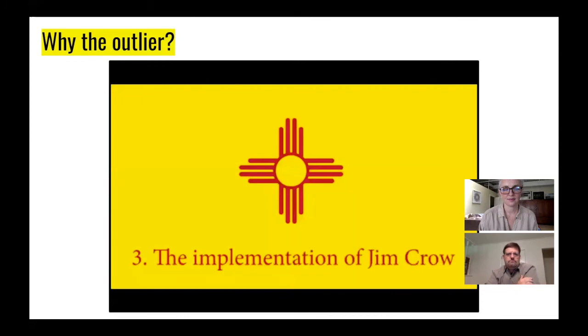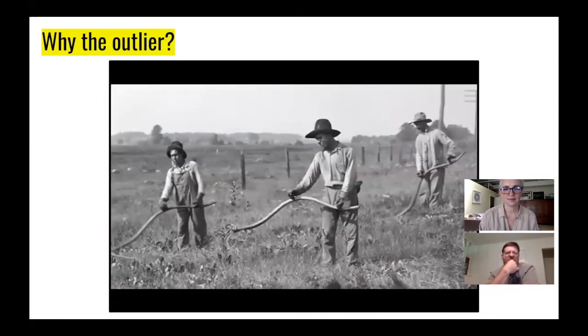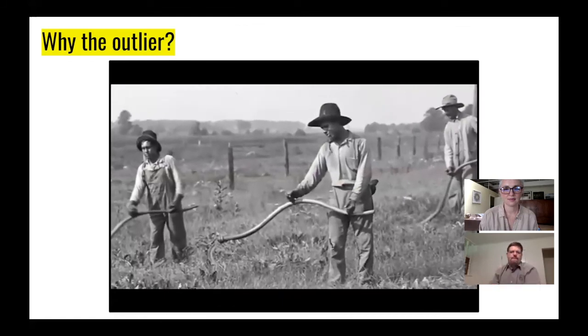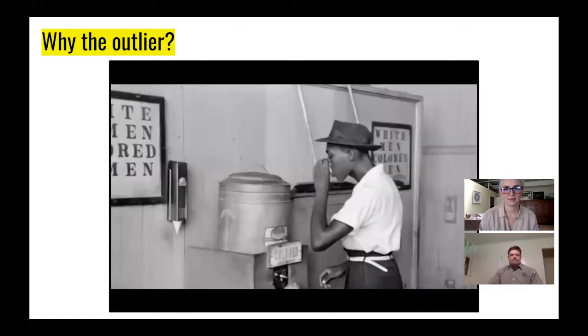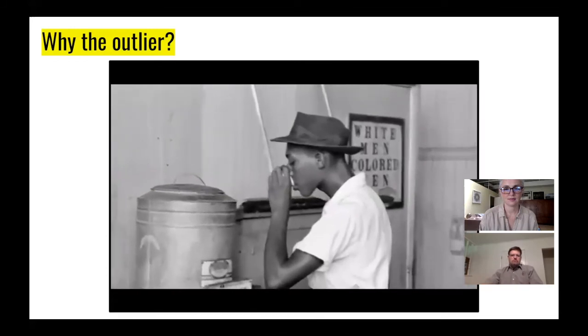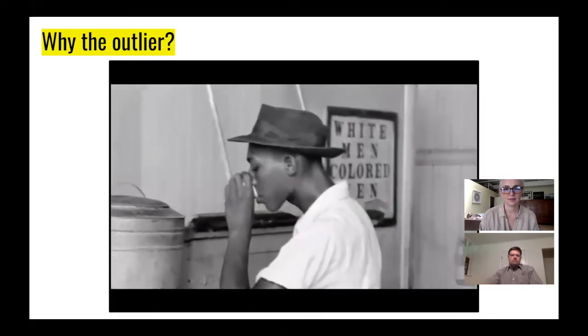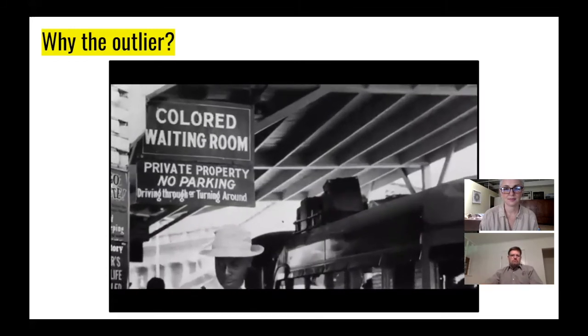Third, and most important, the implementation of Jim Crow, or maybe lack of. While New Mexico certainly had Jim Crow-style legislation, it was never state mandated like it was in other Confederate states. Communities and school districts were allowed to choose for themselves whether or not to implement Jim Crow. As a result, many didn't.